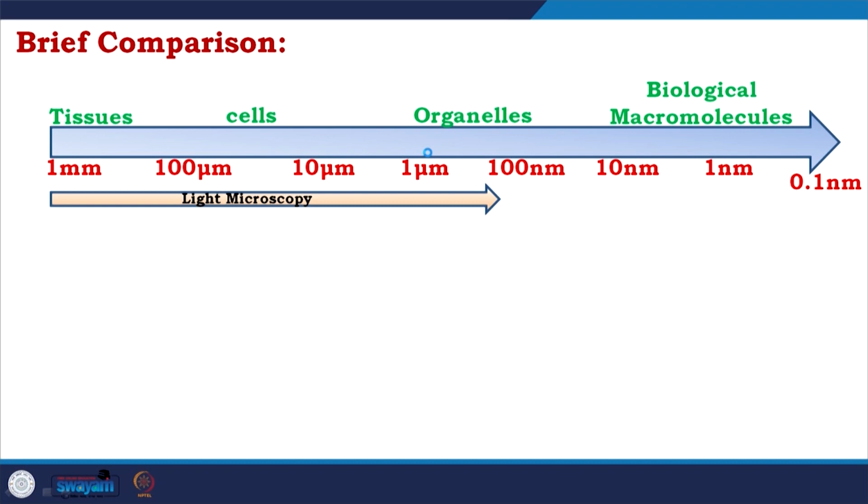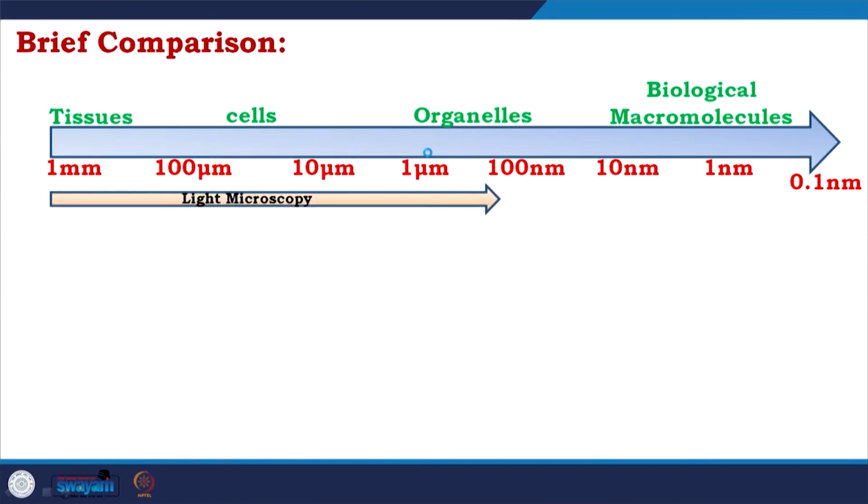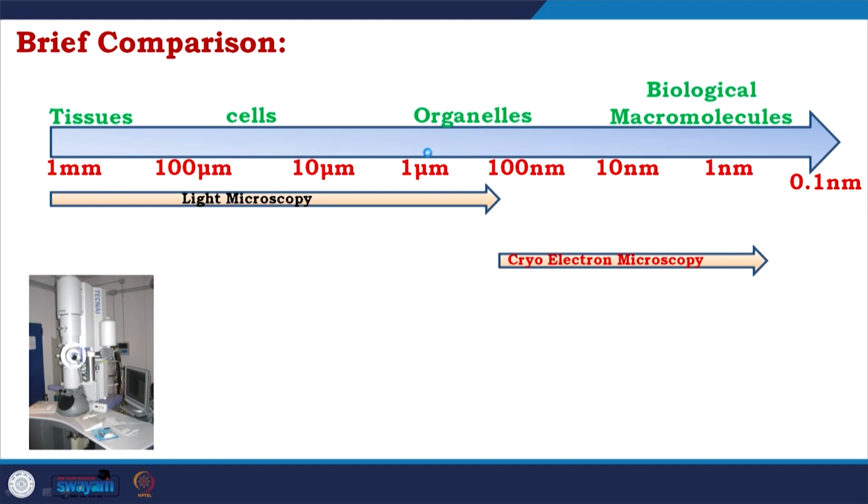If, as I started with, we look at the size starting from tissues to our atoms, it ranges from 1 millimeter to 0.1 nanometer. Light microscopy, which is a real fundamental tool for us to look at a lot of things, helps us to look at from the level of tissues to the level of organelles. But beyond that, it is not possible for light microscopy. We have cryo-EM, cryo-electron microscopy, which starts around 100 nanometer and currently goes to the angstrom level.